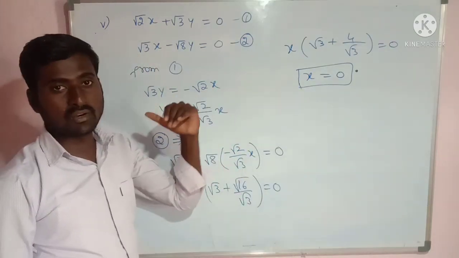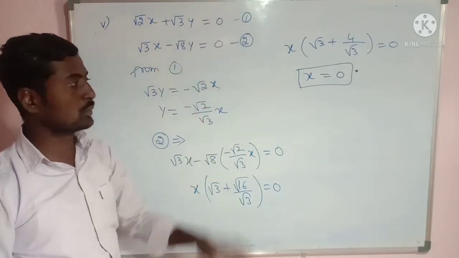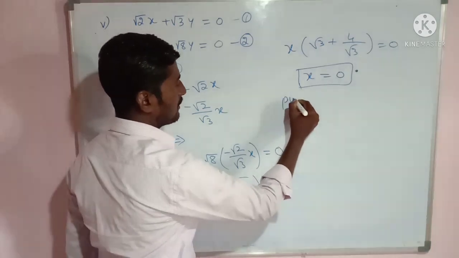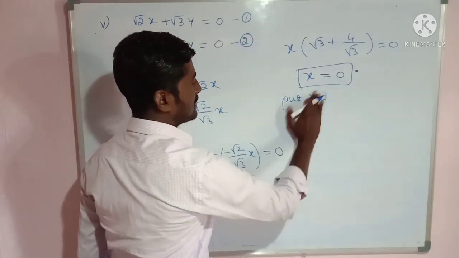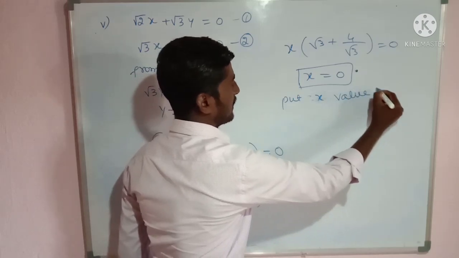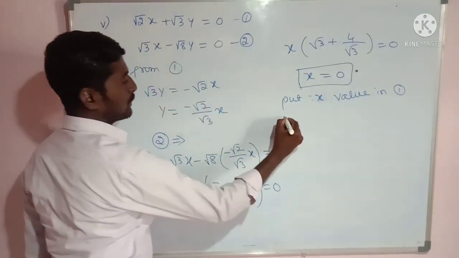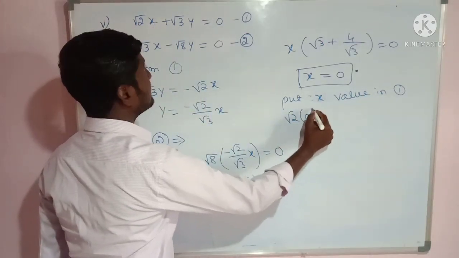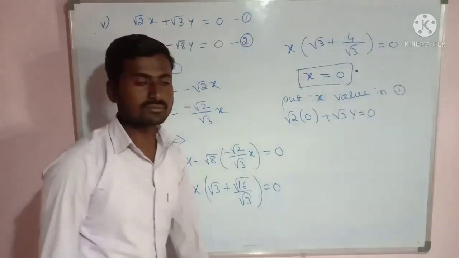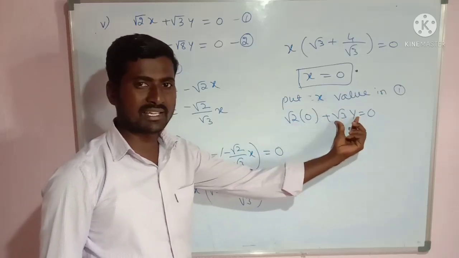Now I have to find the value of y by substituting this value in equation 1 or equation number 2. So put the x value in equation number 1. Now see here, root 2 into x is nothing but 0, plus root 3y is equal to 0. Now root 2 into 0, 0 it is. So root 3y is there.